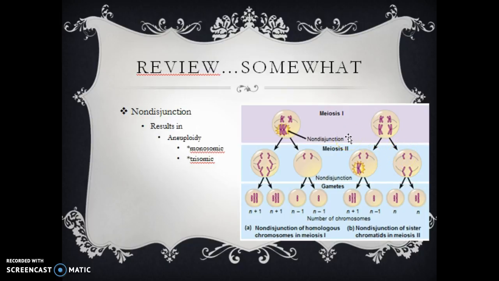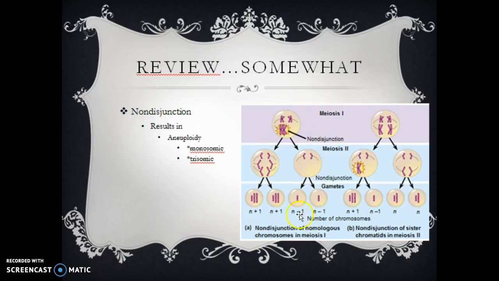Well, non-disjunction of the homologous chromosomes in meiosis 1 will result in these two chromosomes sticking together, and they'll go to the same cell, meaning that this cell gets an extra copy of that chromosome, and this cell does not get a copy at all.